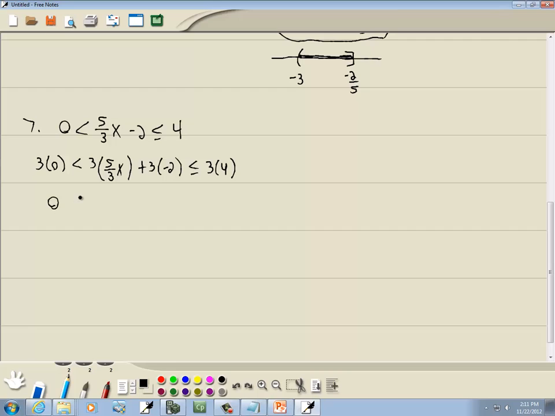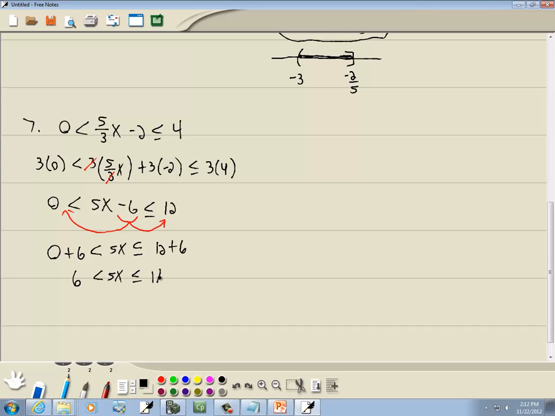Well, 3 times 0 is 0. Over here, these 3's cancel, and we got 5x. 3 times negative 2 is negative 6, and 3 times 4 is 12. Third step, get everything with an x in the middle, numbers on the other two sides. So I'll take negative 6 to the right side and to the left side. Take anything across your inequality symbol, the sign changes. So we got 0 plus 6 is less than 5x is less than or equal to 12 plus 6. 0 plus 6 is 6, 5x, 12 plus 6 is 18.